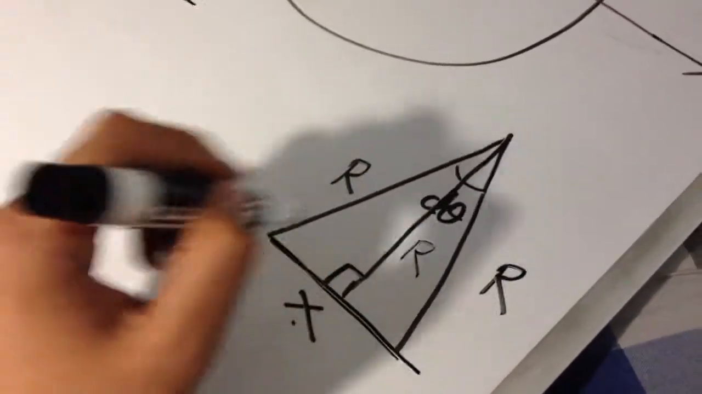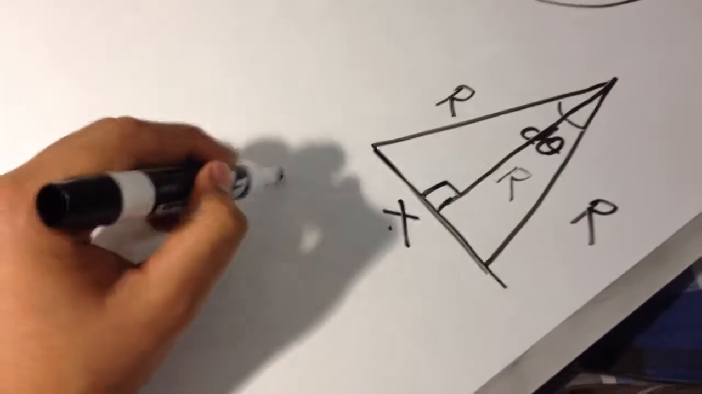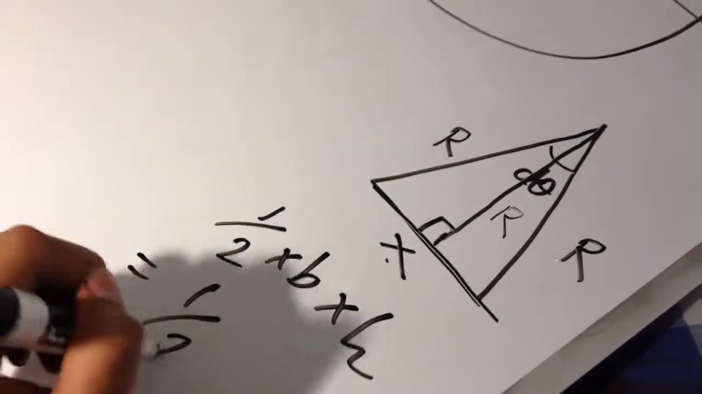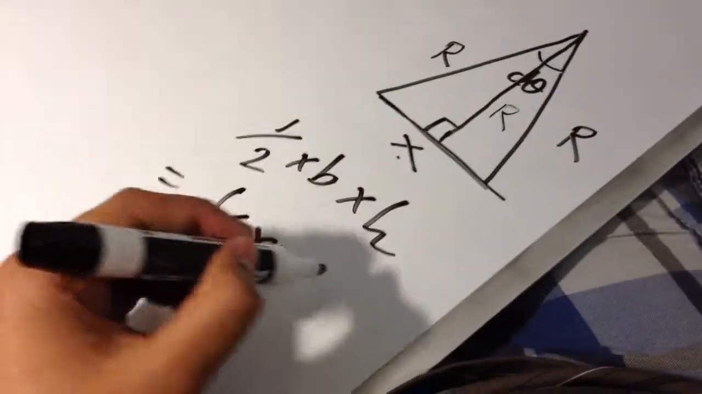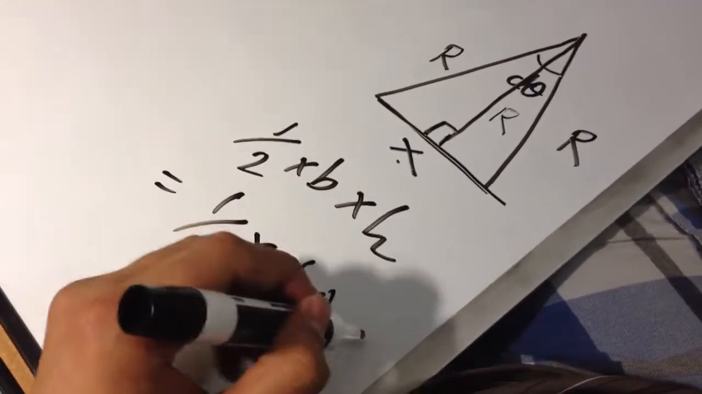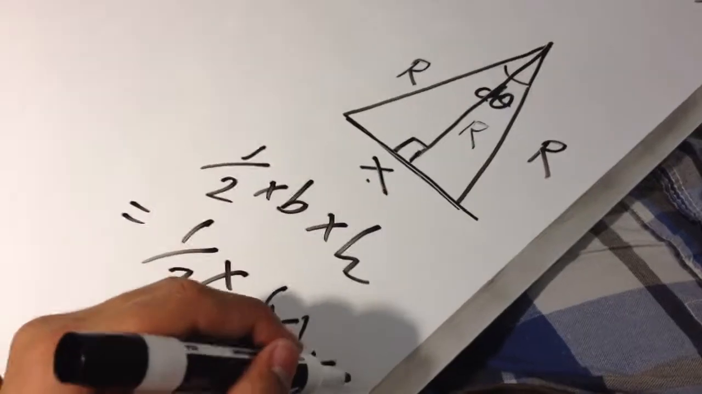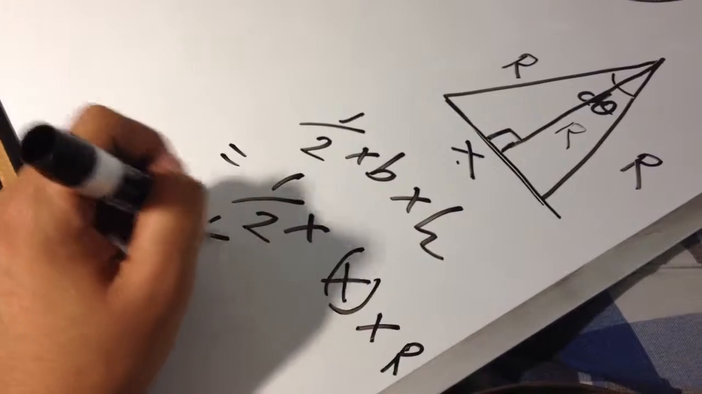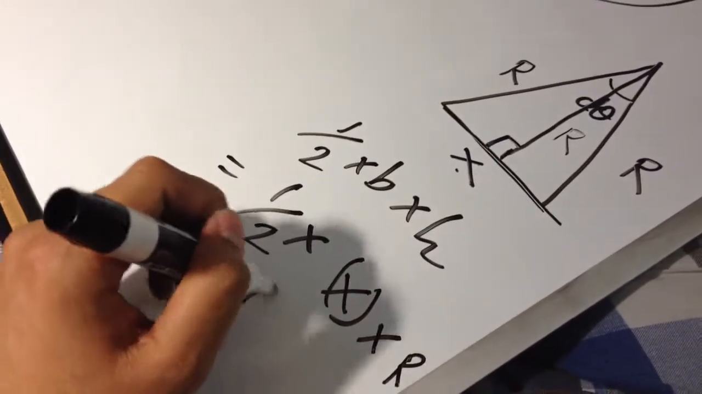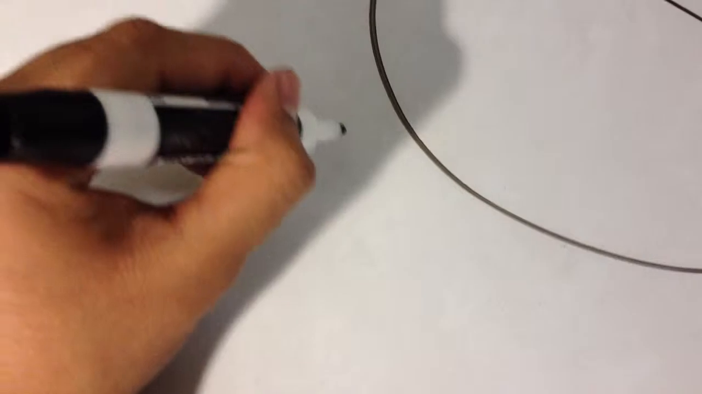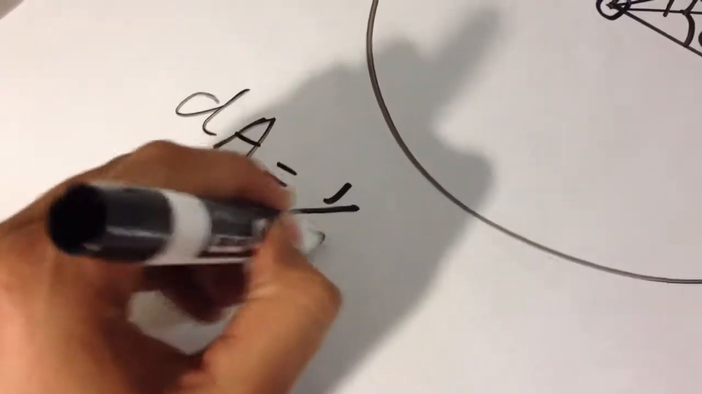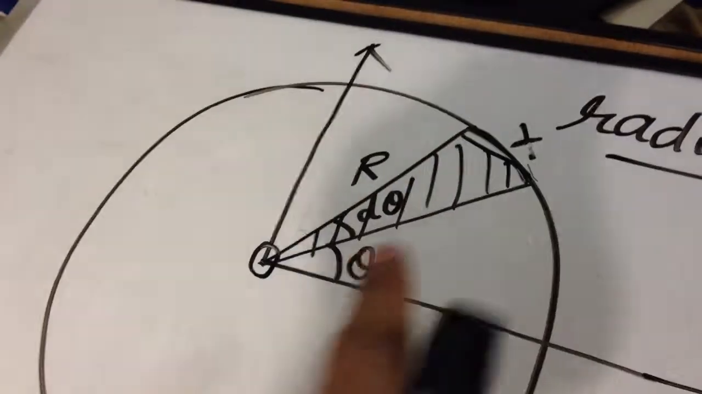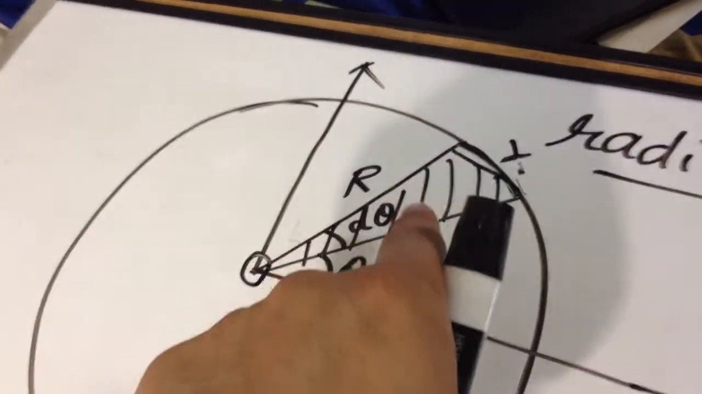Alright, so now for this triangle, the area can be written as half times base times the height. Base here is x, times height here is r. So the area dA should be half times x times r. So I'm going to write that down here. dA should be half times x times r. Right, that is the area of this small strip.